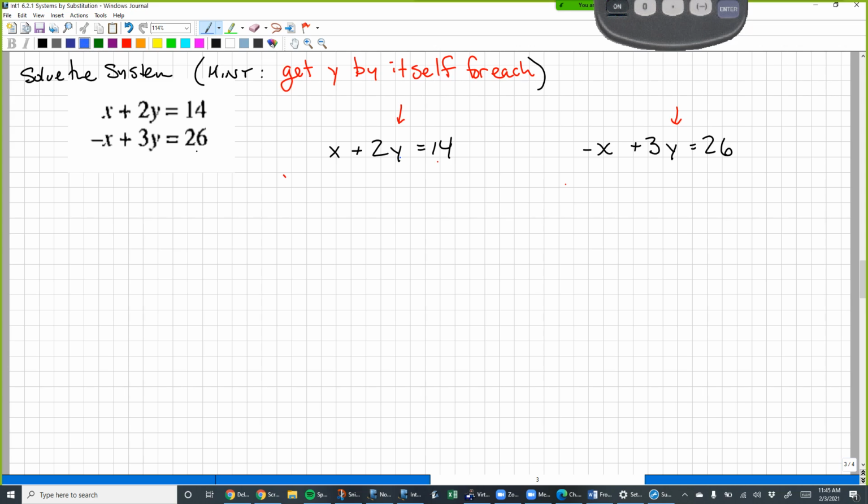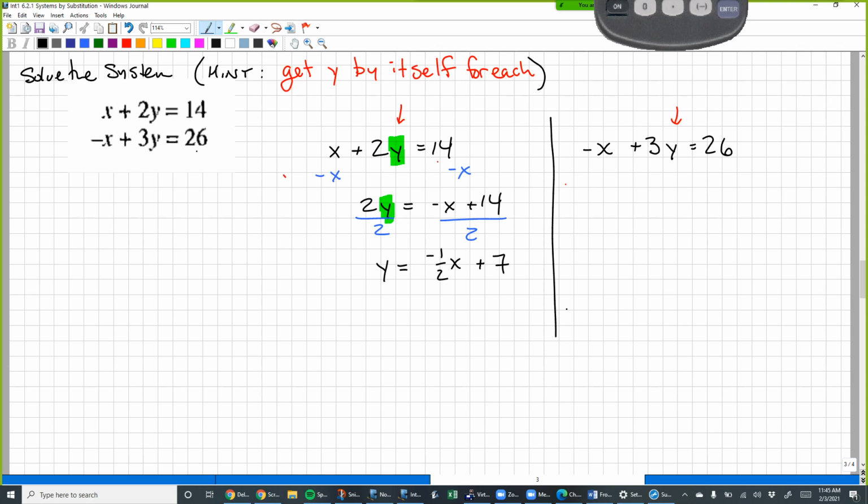If I want to get y by itself here, I need to get rid of all the things around y. So for the first one, I get rid of x. Now I have this. I need to get rid of the 2. So here's my equation. It's solved for y. Y is equal to negative 1/2 x, or negative x over 2, plus 7.